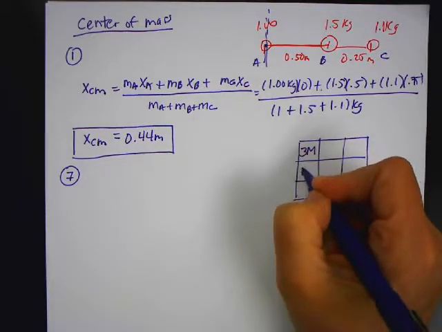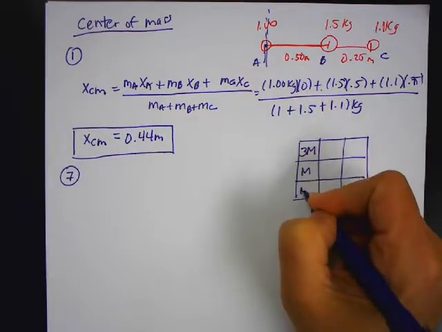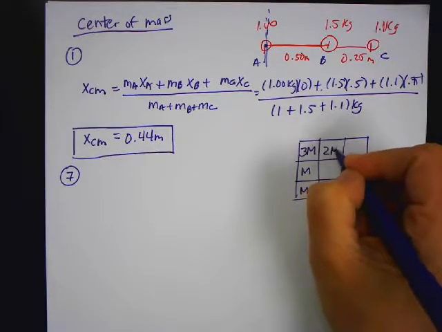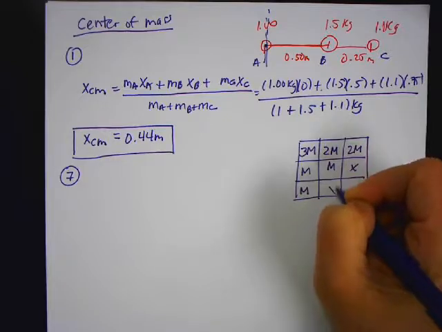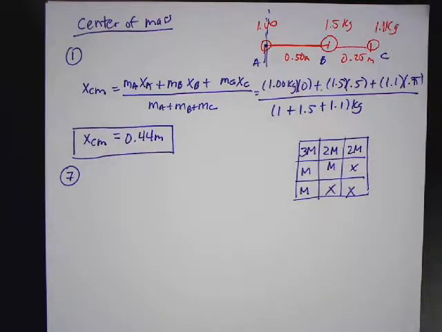Here I would have M because there's 1 box. Here's 1 box. I have 2 boxes, so it's 2M, 2 boxes, M, and then there's nothing here. So this is now my X and Y from looking above.